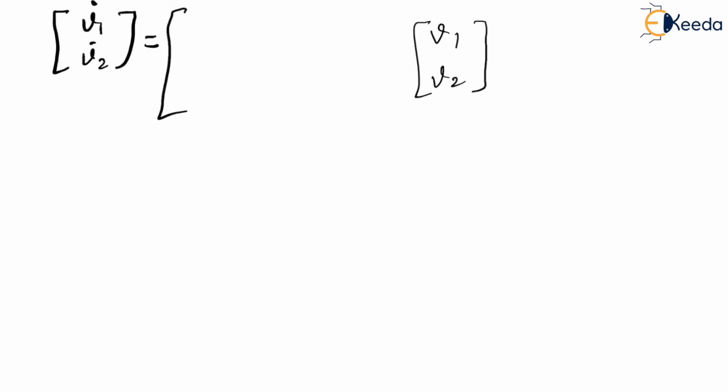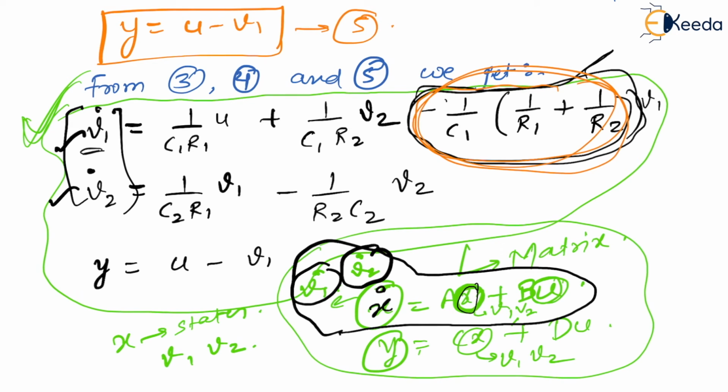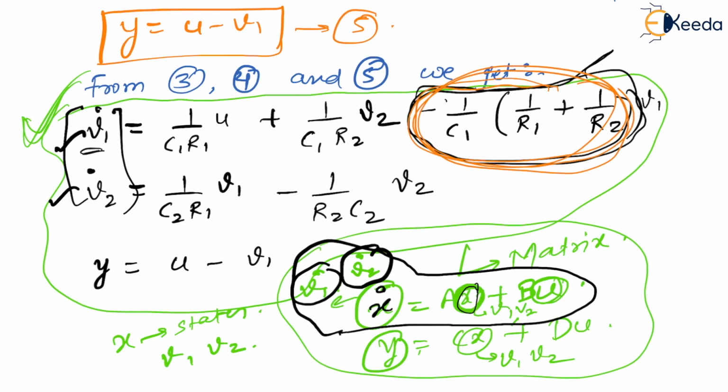Now inside this, let us see what elements will come in A. If you think of v1 dot, the coefficient with v1 is minus 1 by C1 into 1 by R1 plus 1 by R2. So if v1 is shown here, it is going to be minus of 1 by R1 plus 1 by R2, into 1 by C1.